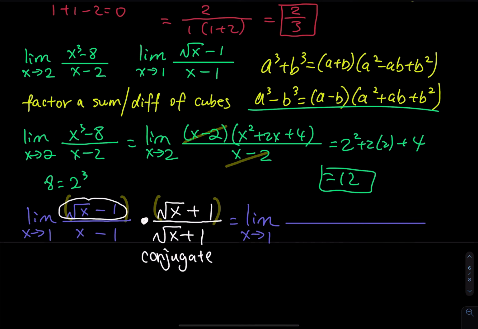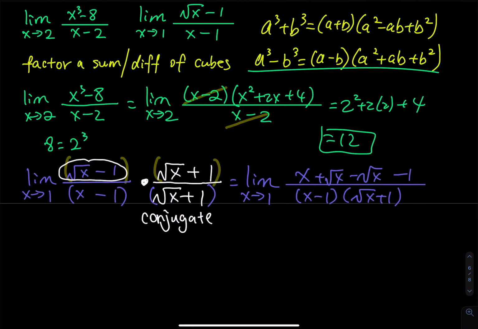Okay, multiply. Root x times root x is x. And then you have a plus root x minus root x. So you have this, and then minus 1. And then the denominator, what do we have? I don't think we need to multiply the denominator. Just leave it as x minus 1 times root x plus 1. So on the top, the 2 root x got cancelled.